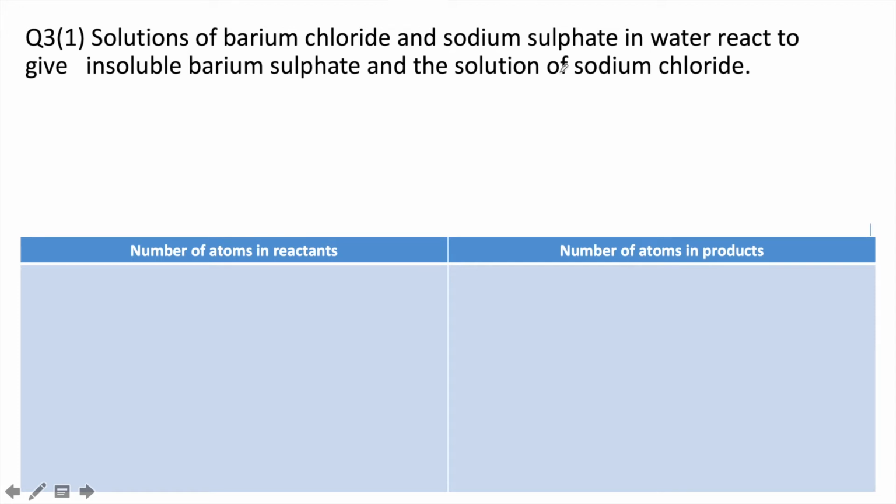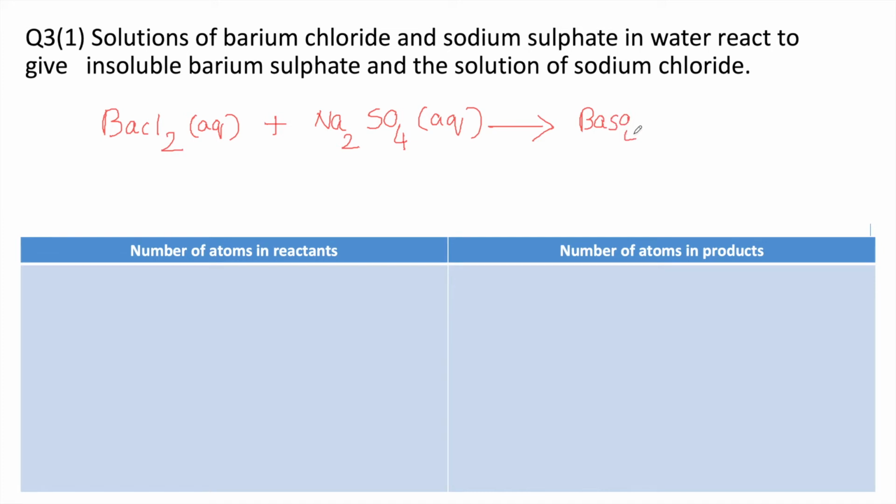First one, solutions of barium chloride and sodium sulfate in water react to give insoluble barium sulfate and the solution of sodium chloride. Okay, so we can write like solutions of barium chloride, BaCl2, and solutions means we can represent the physical state as aqueous. Then plus sodium sulfate is Na2SO4 in water. So again it is solution, so we can represent like aqueous, and it reacts to give insoluble barium sulfate. Insoluble means solid. Plus solution of sodium chloride, NaCl.